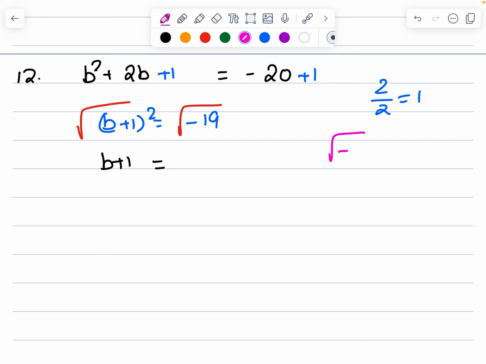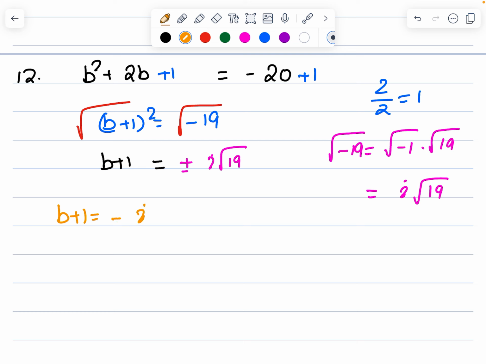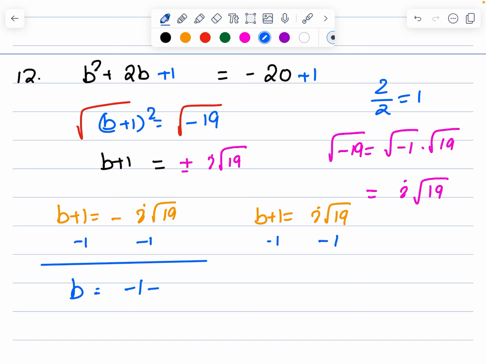So it becomes b plus 1 equals square root of negative 19. How do I write that? As square root of negative 1 times square root of 19. Square root of negative 1 is i. Then square root 19. So this is plus or minus i root 19. One time I am going to take minus i root 19, and another time positive i root 19. Then I am going to subtract 1 on either side. 1 cancels. b equals negative 1 minus i root 19. b equals negative 1 plus i root 19.